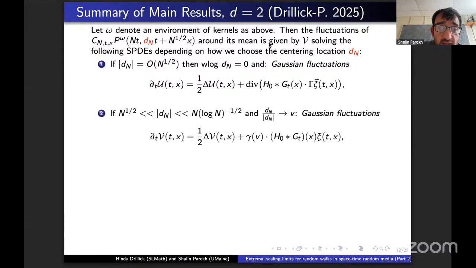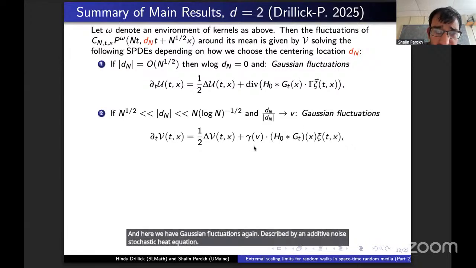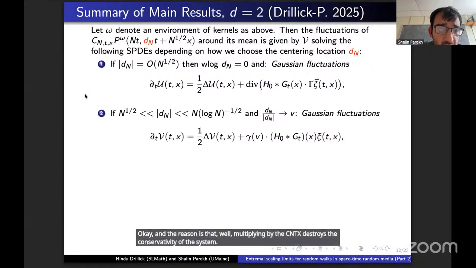Okay. The next case is where your distances D_n are strictly larger than order n to the 1/2, but smaller than that critical scaling root of log n. And here we have Gaussian fluctuations again, described by an additive noise stochastic heat equation. But the difference is that now you do not have a conservative forcing. Okay, and the reason is that, well, multiplying by the C(n,t,x) destroys the conservativity of the system, right? You no longer conserve the mass.